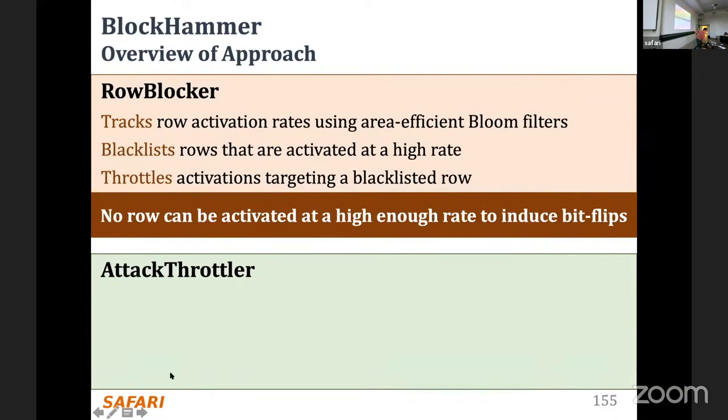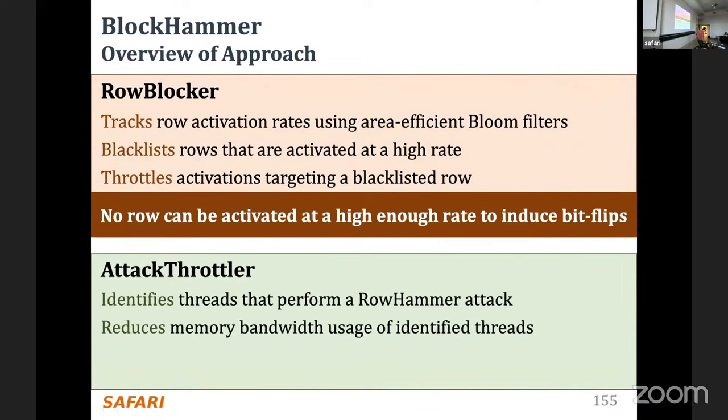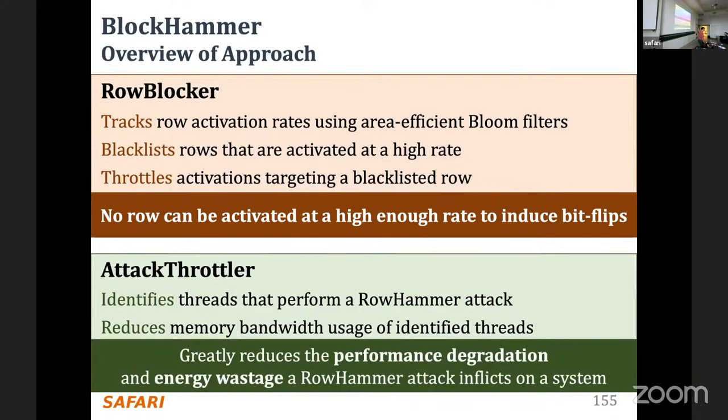Okay. AttackThrottler is the other component. This identifies threads that perform a RowHammer attack. It reduces the memory bandwidth usage for those threads such that non-attacking threads can use memory better. And this is really important. And this is one distinction of BlockHammer compared to other solutions. This greatly reduces the performance degradation and the energy waste that a RowHammer attack inflicts on the system. And based on this, you can optionally report it to the operating system.